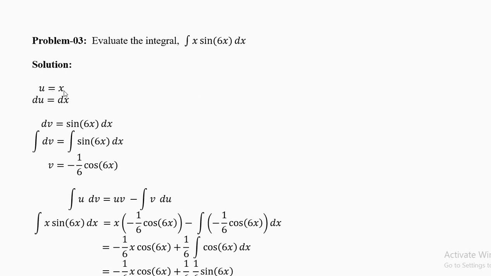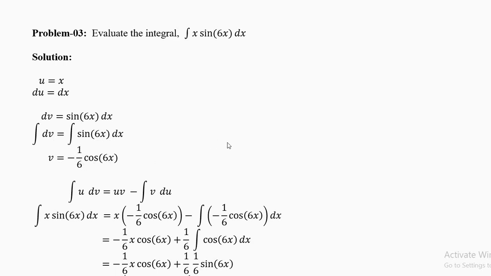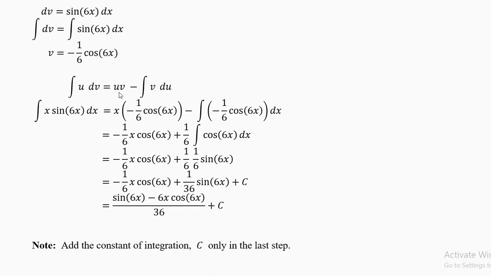u equal to x as before and dv equal to sin 6x dx. Now du equal to dx. Integration of dv is v. Integration of sin 6x is minus 1 by 6 cosine 6x. Remember it is minus 1 by 6, not plus 1 by 6. Integral u dv equal to uv minus integral v du. v is coming 2 times, once without integration, once inside the integral.